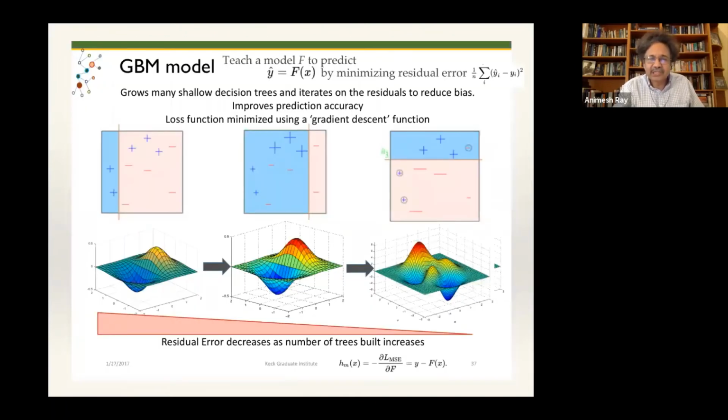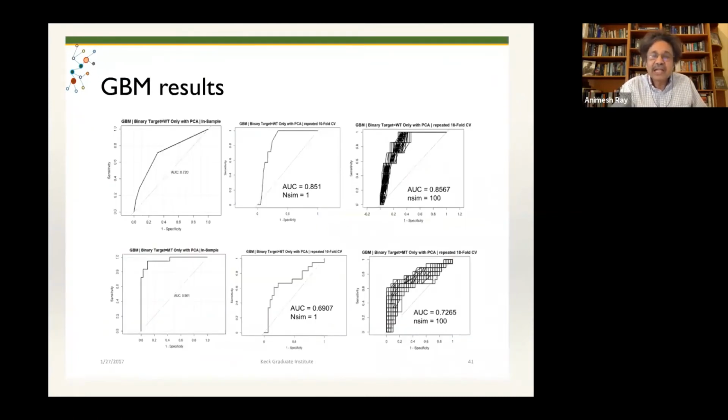What worked is gradient boosting model, which makes many decision trees and iterates on the residuals, trying to impute a function and minimize the residual error term using a gradient that gets it better and better. And indeed, this worked. And in the best case, with tenfold cross-validation, we had the machine working at an AUC of 85%. That's great.